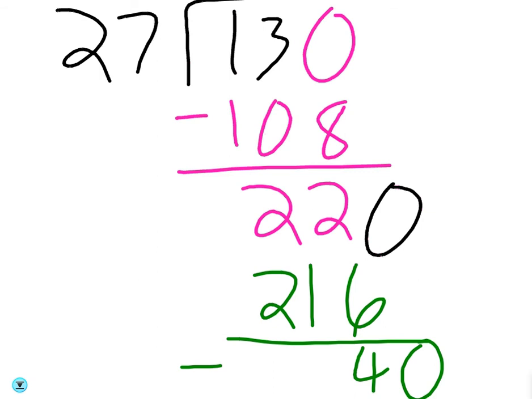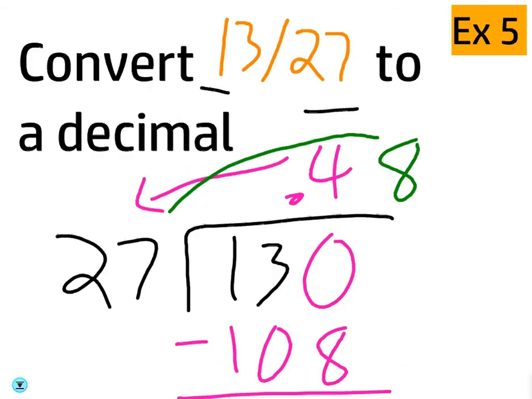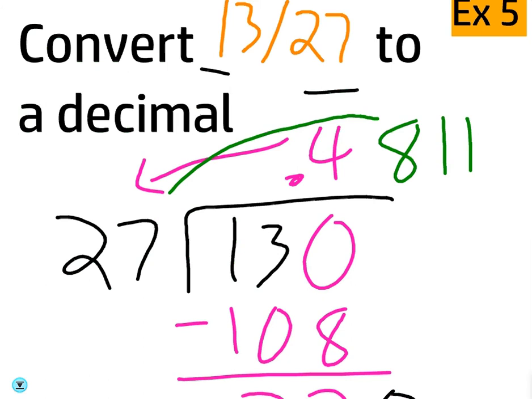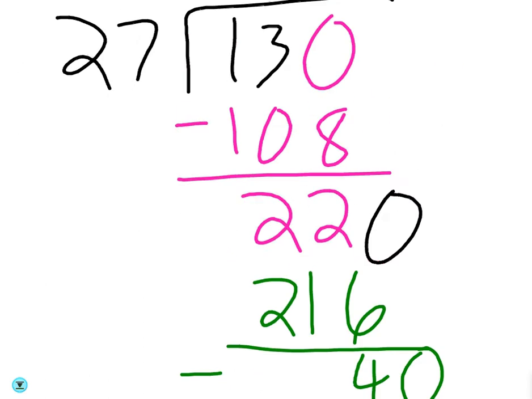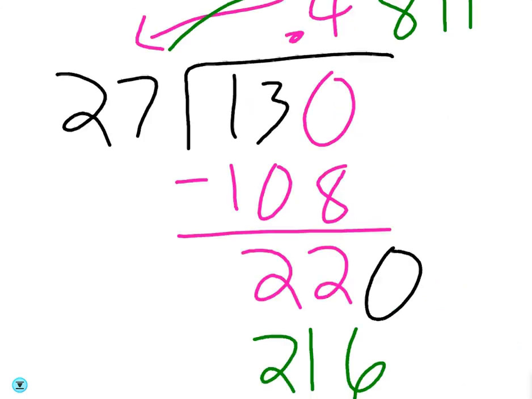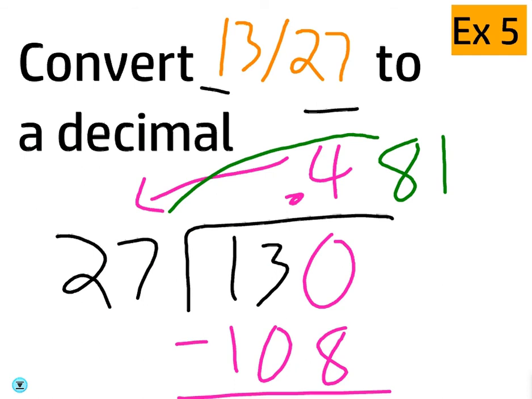27 doesn't go into 4, so I got to put a 0 there. How many times does 27 go into 40? Once. 1 times 27 is 27. Subtract, we get 3, 0. How many times does 27 go into 30? Once. 1 times 27 is 27. We're starting to notice the pattern, right? It's just going to keep doing that. So this one would just be 0.481, and then once we get to the 1 it will repeat. Is that what you got when you did your calculator?